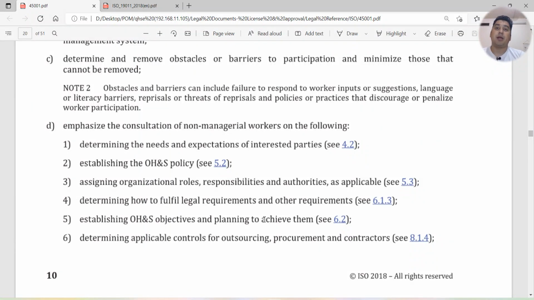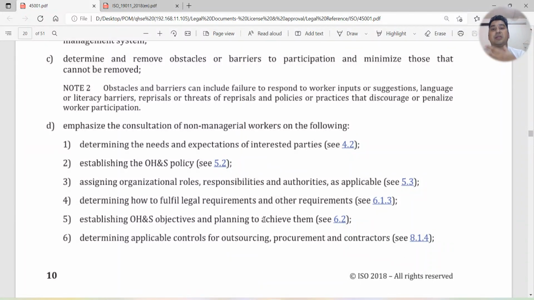After then, determining applicable controls of outsourcing, procurement, and contractors. When you are determining applicable controls for outsourcing, suppose you are doing some work in your company, but you don't have proper resources to perform that certain task or services. So what you are doing is outsourcing that service. Let's say that you are giving the painting work to external parties.